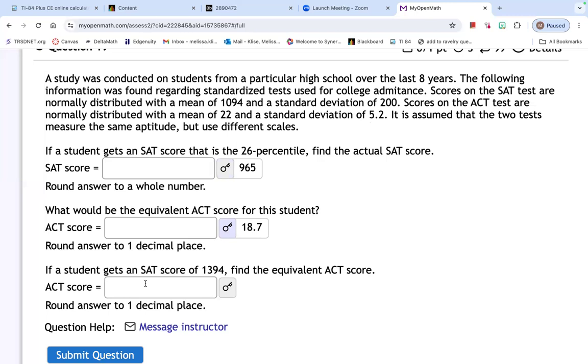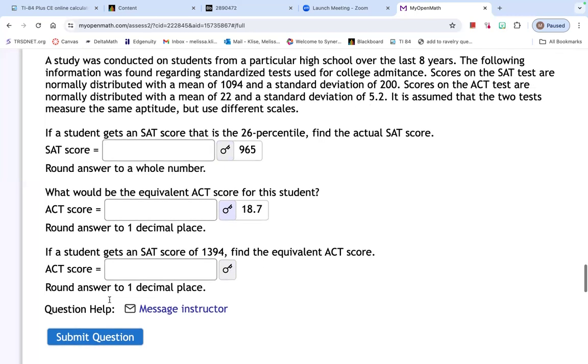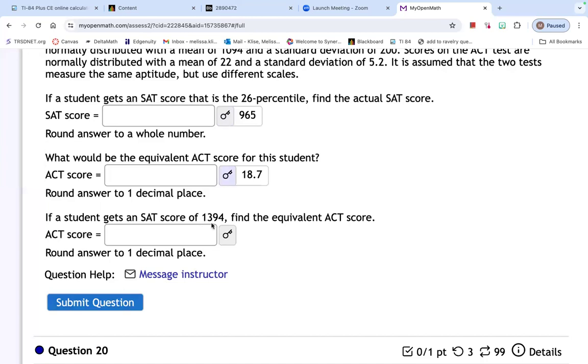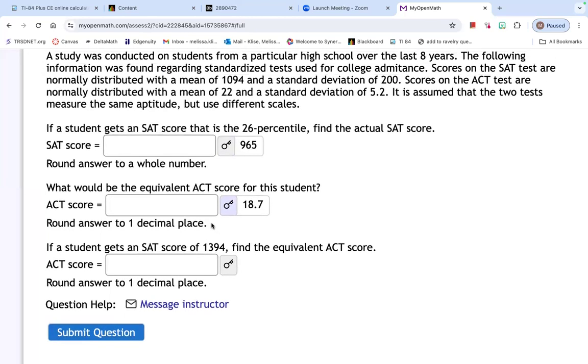I'm sure the third one is the one that's most confusing. A student got a 1394 on the SAT. You might want to write this down: use normal CDF to get the probability, or the area under the curve to the left of the SAT score. Get that area under the curve. Let me write the information down real quick: 1094 and 200, and then 22 and 5.2. I'm going to show you this because I think showing is going to be a little easier.